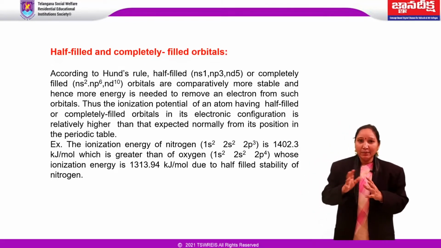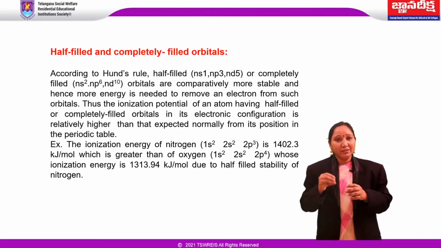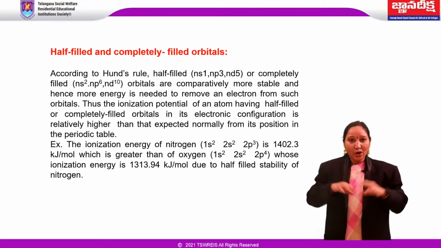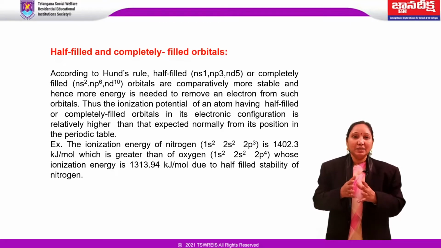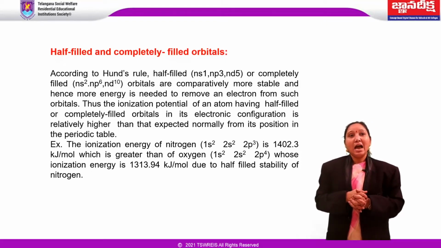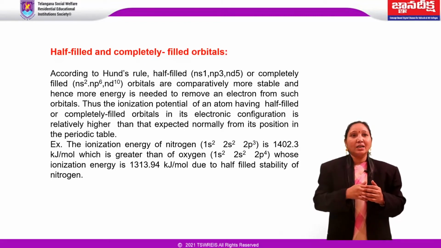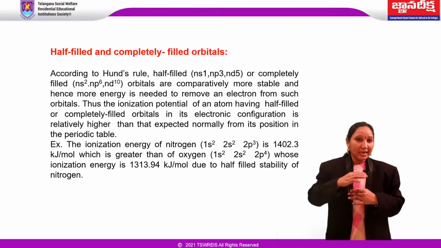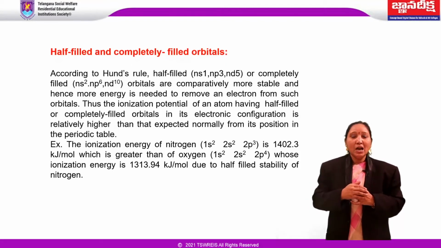Whereas in elements where the orbitals are completely filled, for s it is ns2, for p it is np6 and for d it is nd10, all the orbitals are filled with electrons, that means all electrons are paired up, therefore they have a very stable configuration. In order to remove an electron from elements which have a half-filled or completely filled configuration, we have to give more energy. That means the energy required to remove electrons from the outermost orbit of such elements will be greater.